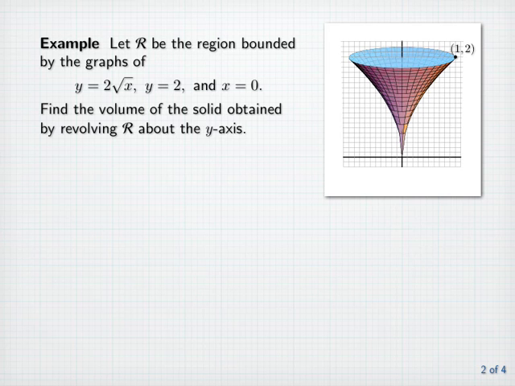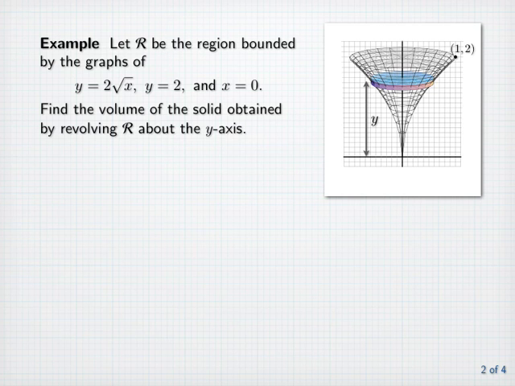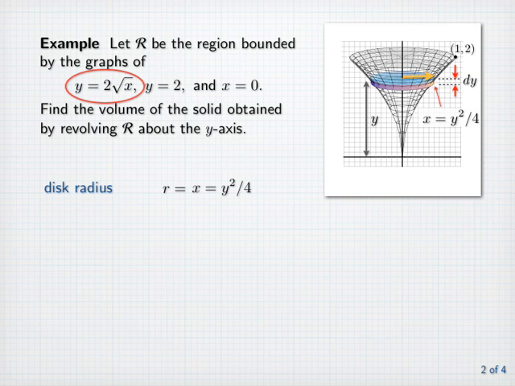Here, slices perpendicular to the y-axis are disks. So for a typical slice at height y, with thickness dy, we have radius r given by the x-coordinate on the curve. So we need to solve the equation y equals 2 times the square root of x for x. Dividing by 2 and squaring both sides gives us x equals y squared divided by 4. So the disk volume is dV equals pi times x squared dy, which equals pi times y to the 4th divided by 16 dy, since x equals y squared over 4.